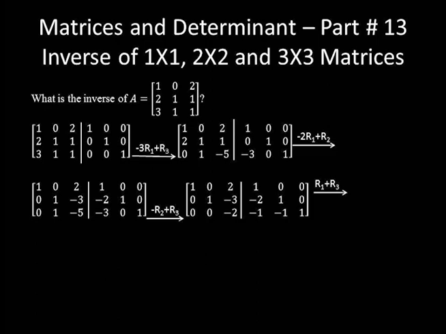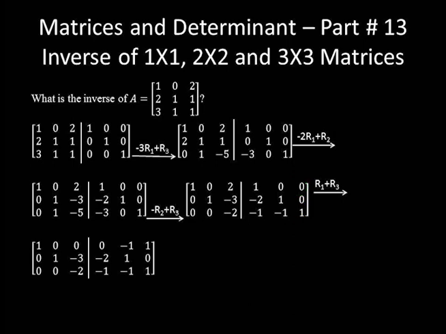Let's copy second and third row elements as they are. 1 plus 0 is 1. 0 plus 0 is 0. 2 plus negative 2 is 0. 1 plus negative 1 is 0. 0 plus negative 1 is negative 1. 0 plus 1 is 1.